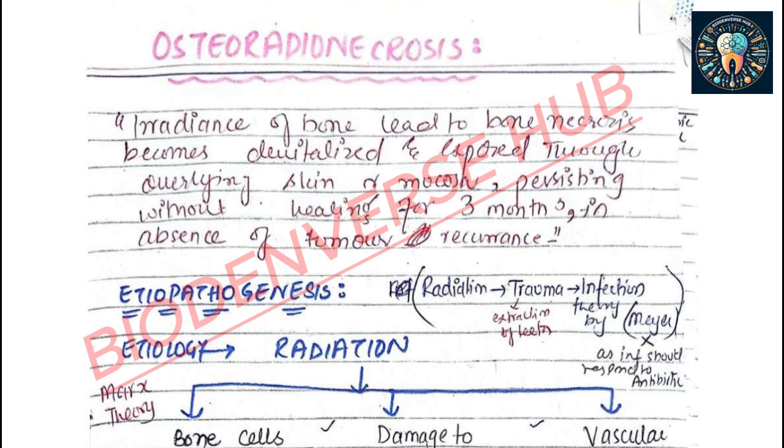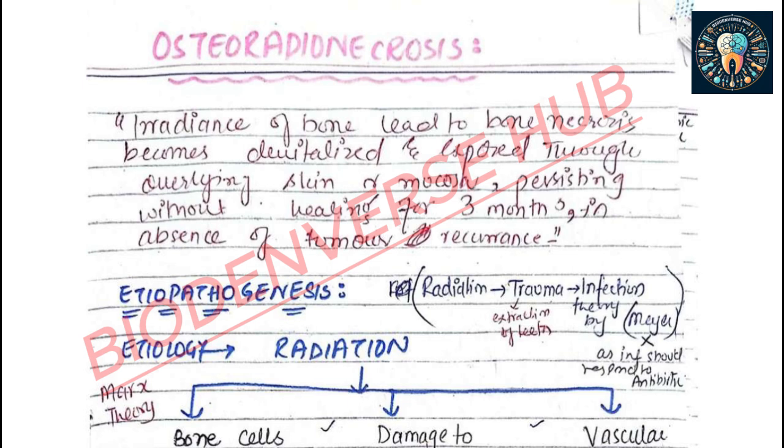And the most important point to be noted here is that this devitalized bone remains exposed through the overlying skin or mucosa that no longer remains intact. And this whole condition persists without healing for about 3 months in the absence of tumor recurrence. So this was the whole definition of osteoradionecrosis.